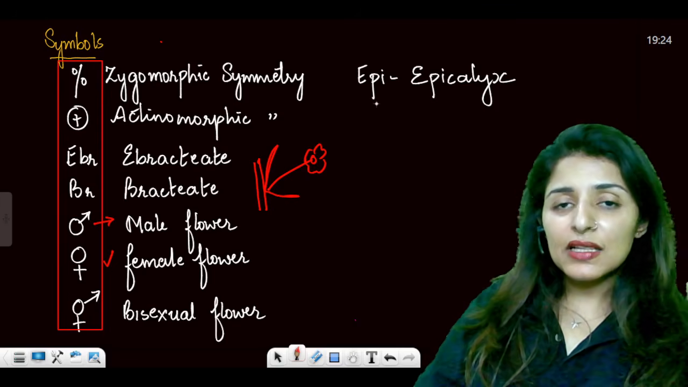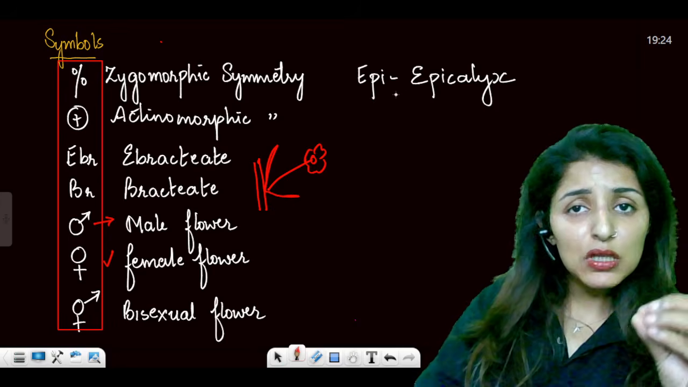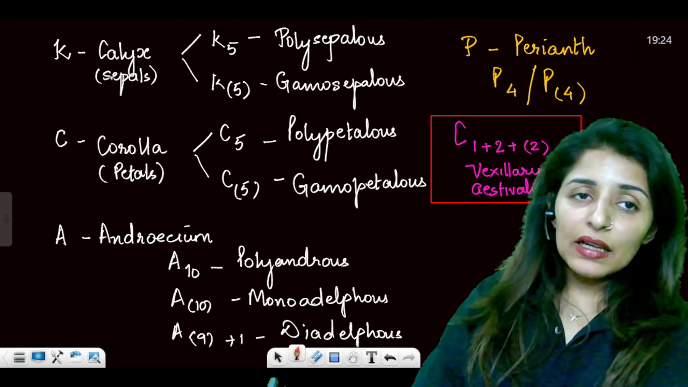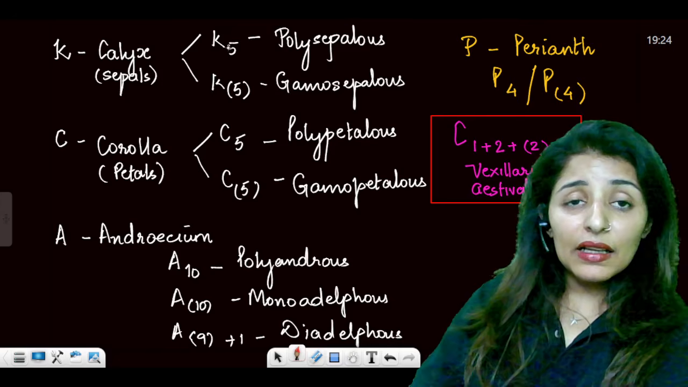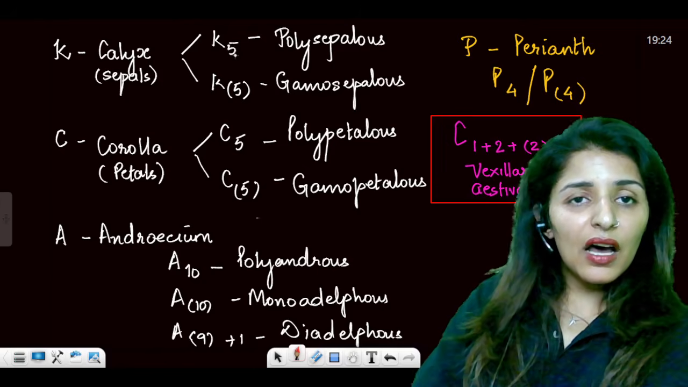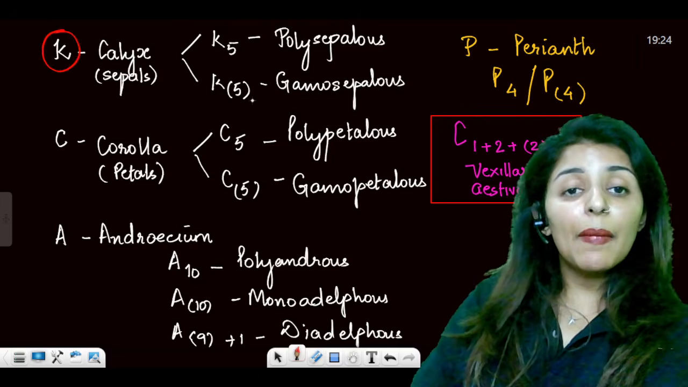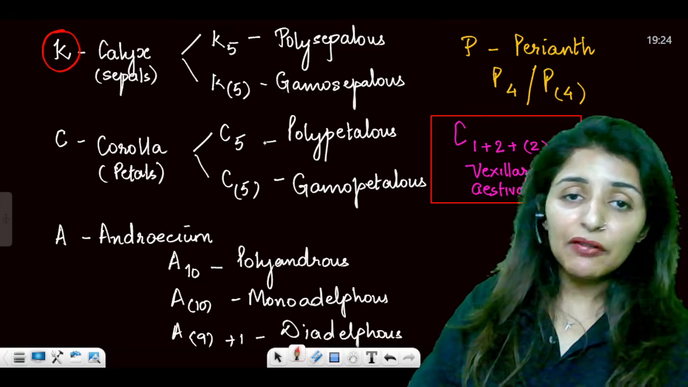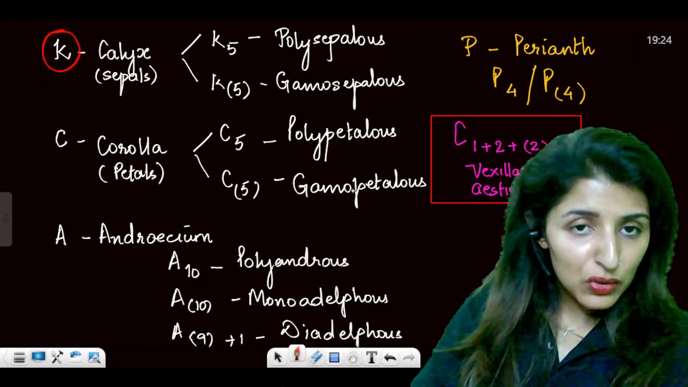In some flowers there's an extra whorl, which is called epicalyx, present just below the calyx, that is the sepals. Calyx is a group of sepals, and we denote it by K. The number of sepals is written as a subscript. So if there are 5 sepals, it will be written as K5. If the 5 is surrounded by brackets, it means the sepals are fused. Similarly for petals, polypetalous means free petals, while brackets indicate the gamopetalous or fused condition of the petals.